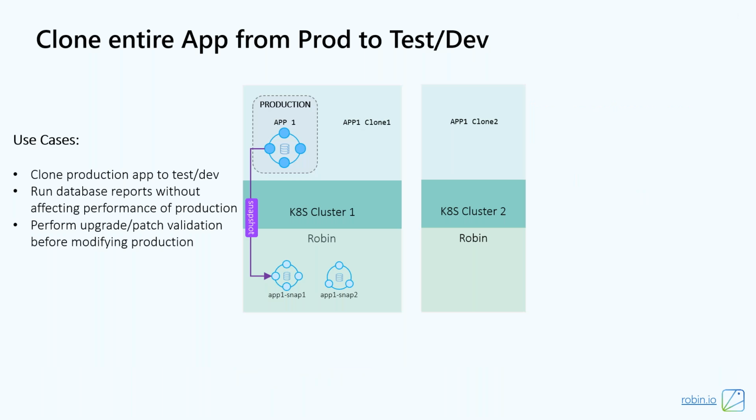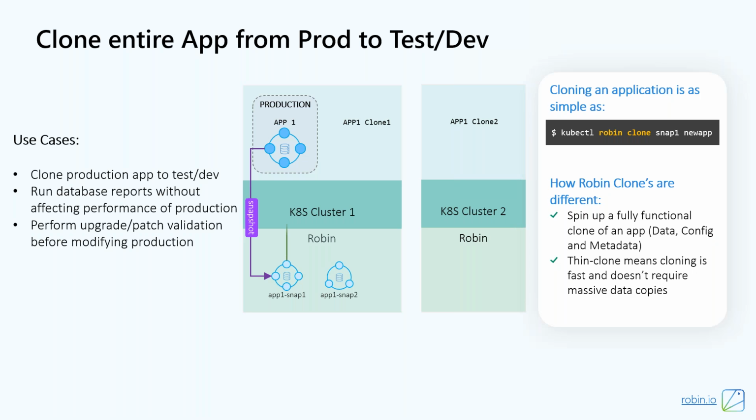Another key use case, especially for developers, is dev test refresh, right? How do I clone databases? How do I share databases, virtualize databases across different teams? So once again, here Robin makes it really simple with a single command. You say Robin clone, give what snapshot of the application you would like to clone, and give a new name. Now you can basically clone applications within a few minutes, right?